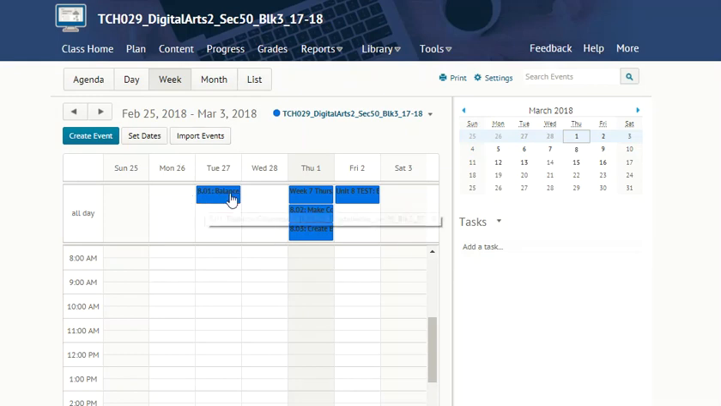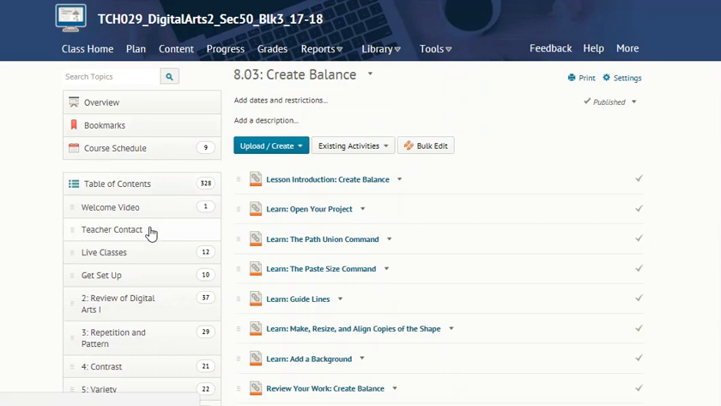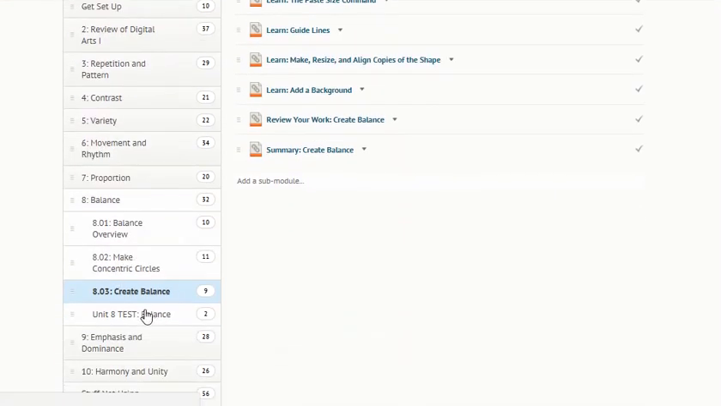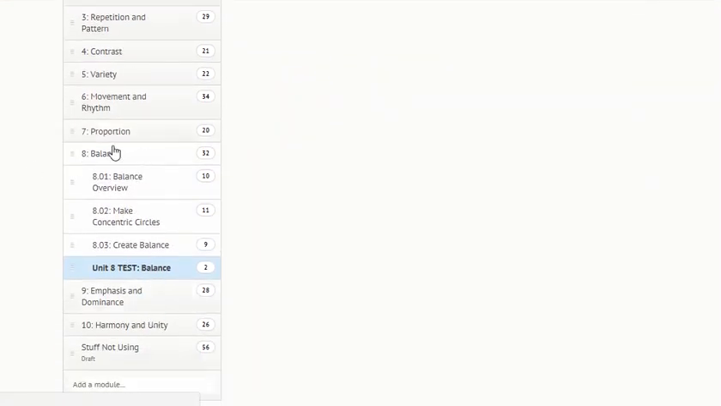Students, this week we are working on Unit 8. Let's go to the Unit 8 test and the content. So I'm going to go right to the content. I think that's easier for me. So going right down to the test.